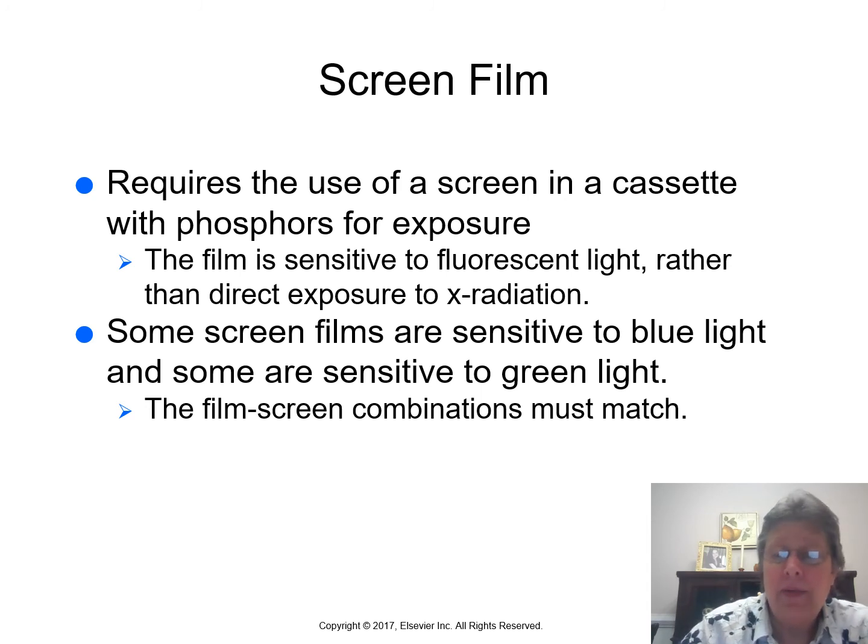Some screen films are sensitive to blue light and some are sensitive to green light. The best for dentistry is the ones that use the green light. The blue lights have to have a lot more radiation given to the patient in order to get a radiograph. And of course our goal has always been to give the patient the least amount of radiation possible.